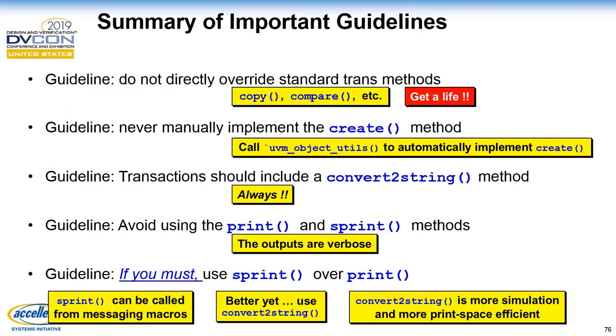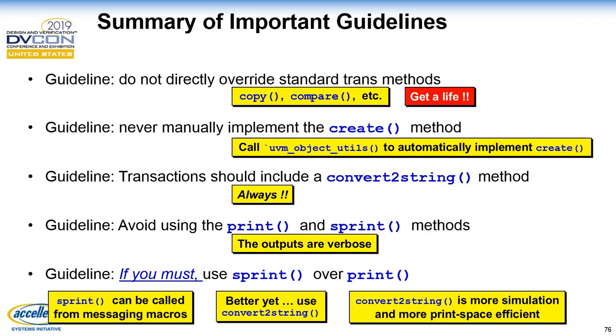Do not directly override the standard transaction methods, such as copy and compare. I mean, come on, get a life. You really don't need to do that. That's going to consume a large portion of your life if you try. Never manually implement the create method. Just use the UVM object utils macro to create that for you.